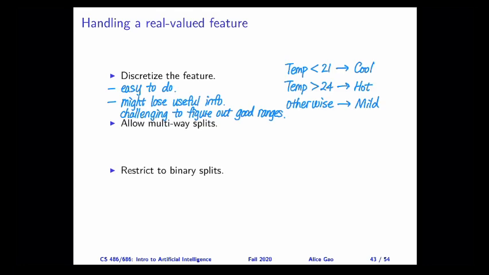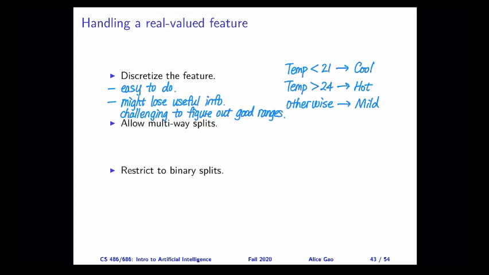Now, thinking back to discrete features again, we had two options. We can allow multiple splits, which means having a split over all the values in the domain of the feature. Or we can restrict to binary splits only. So for real valued features, is it possible to allow multiple splits? It is definitely possible, but it might be impractical.